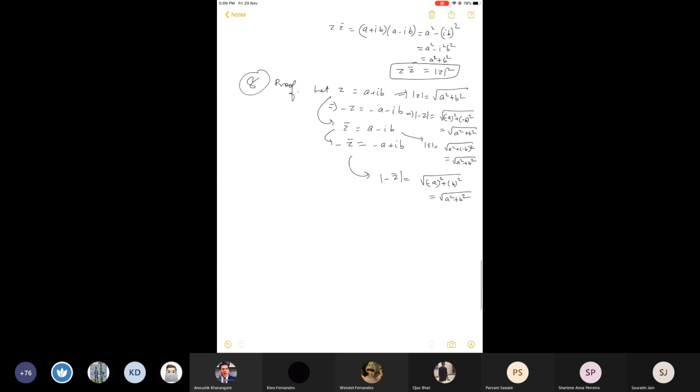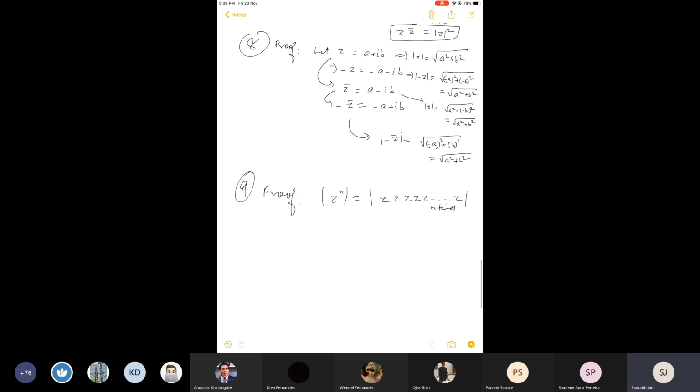What is the meaning? Ninth proof. I will start with this. Mod of z to the power n. Z to the power n means z is getting multiplied by itself n times, right? And using the distributive property, modulus is distributed in a product. So this z is getting multiplied by itself n times. So what will happen? Mod z will come n times. And mod z into mod z into mod z n times will be equal to how much? Mod z to the power n.